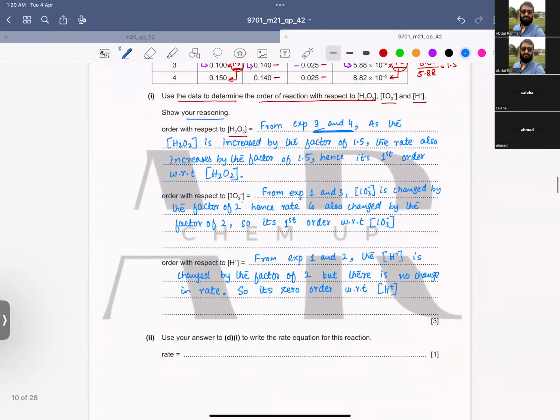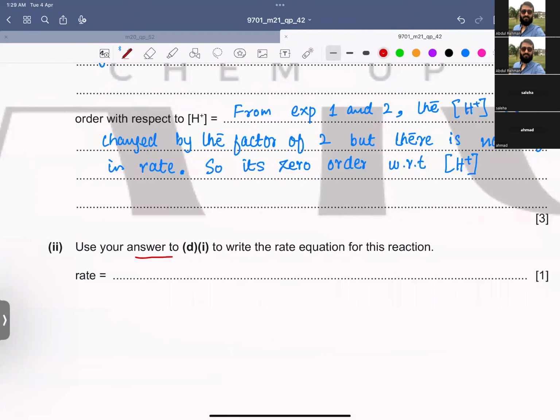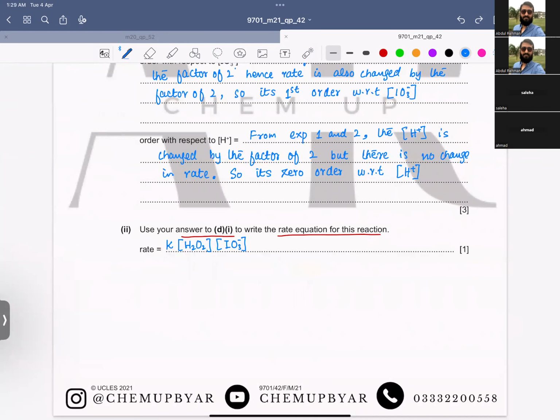Okay. Now in the next part, what they are saying: use your answer to D2 to write the rate equation for this reaction. So rate is equal to rate constant K times concentration of H2O2 raised to the power 1 because its order is 1, times concentration of iodate ions raised to the power 1 because its order is 1. And there is no need to write the concentration of hydrogen ions in the rate equation because its order is 0. So here we have the rate equation. Yes, is this clear? Yes, sir.